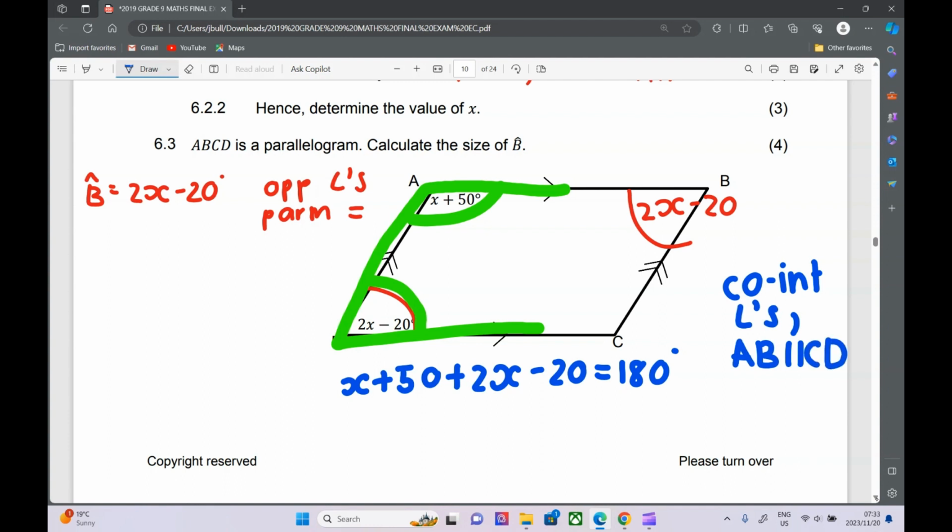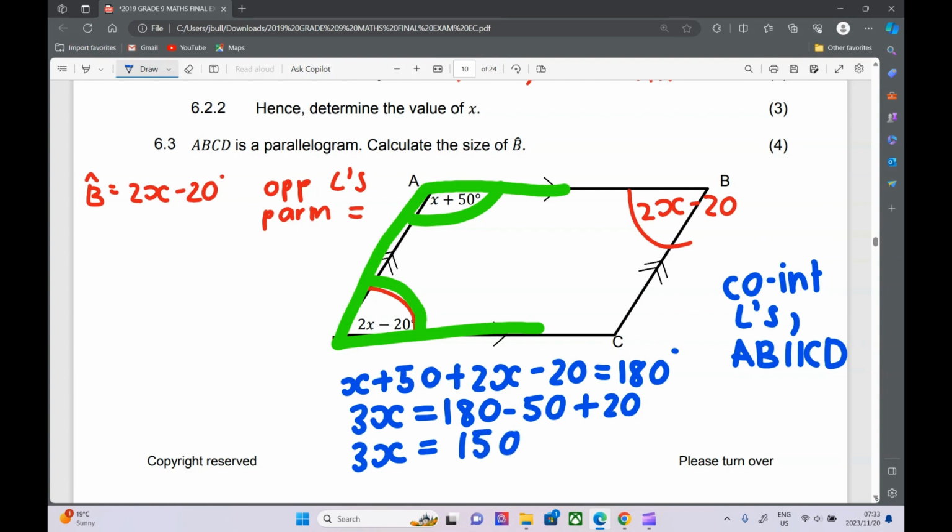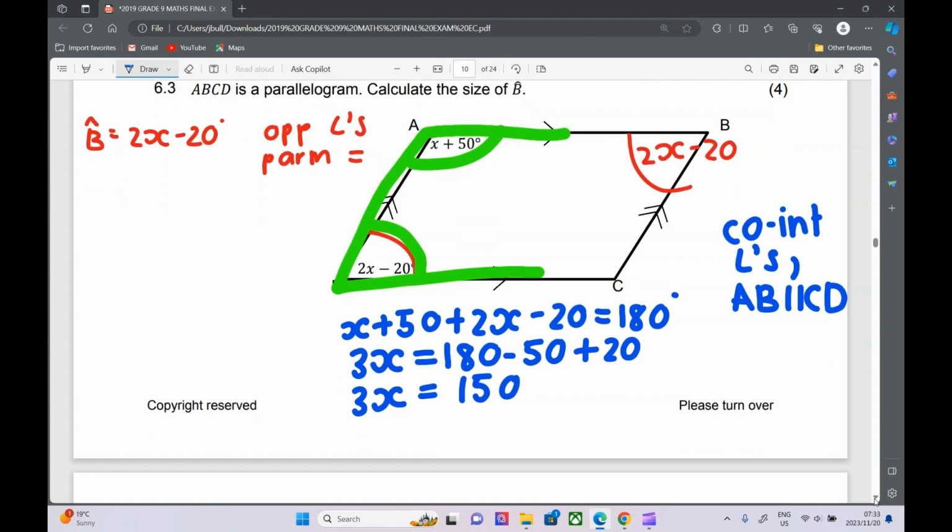Okay, let's just simplify this. On this side, if we work out all the x's, we've got 3x, and then I'm going to take all the numbers across. So I'm going to say 180 minus that 50, because the sign changes when you take it across, add the 20. Then that means we've got 3x is equal to 180 take away 50 is 130, plus 20 is 150. Then we take the 3 across, so we were timesing by 3, so we divide by 3 on the other side. So 150 divided by 3 is 50. So then I know x is 50.